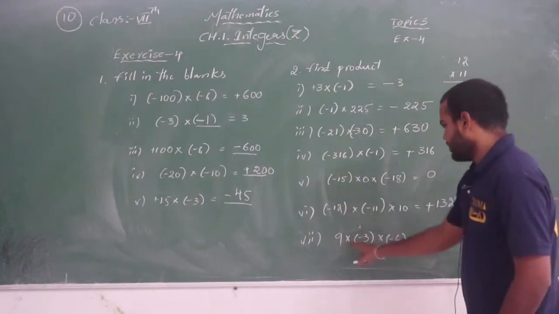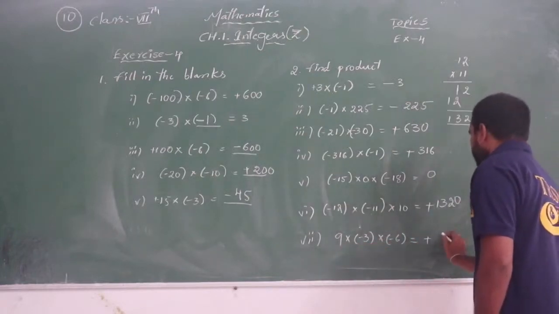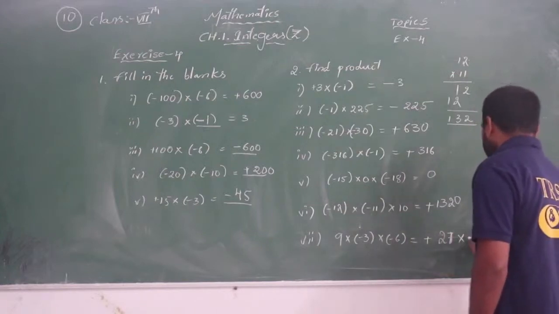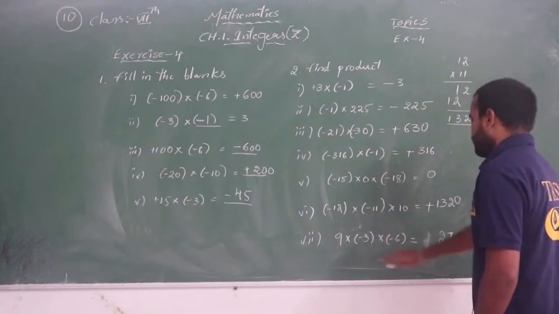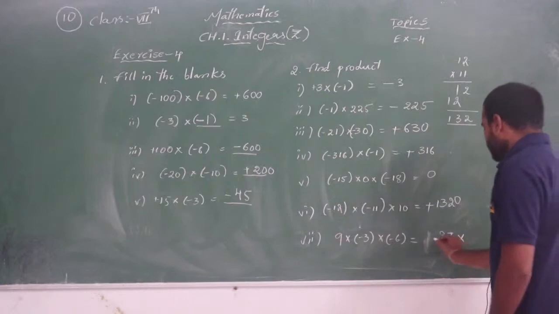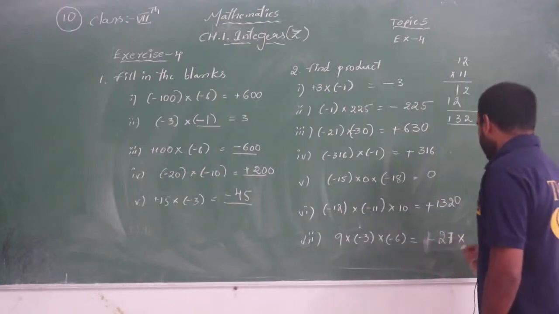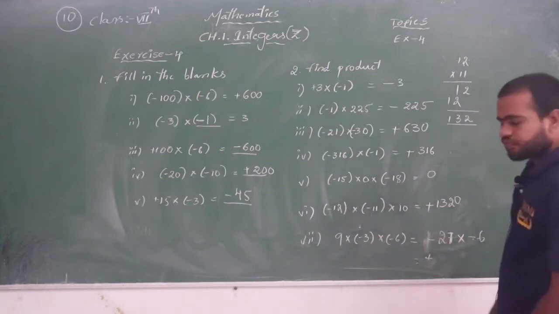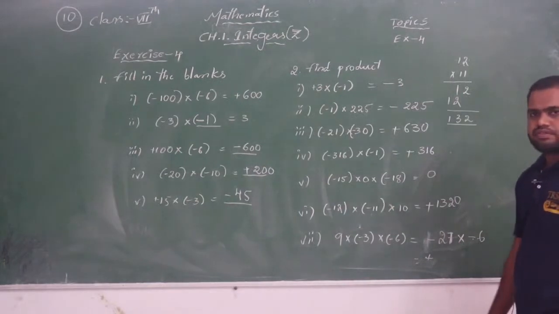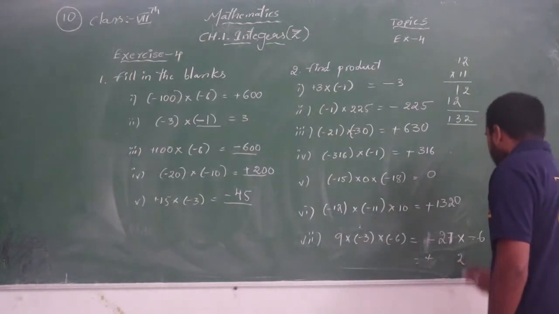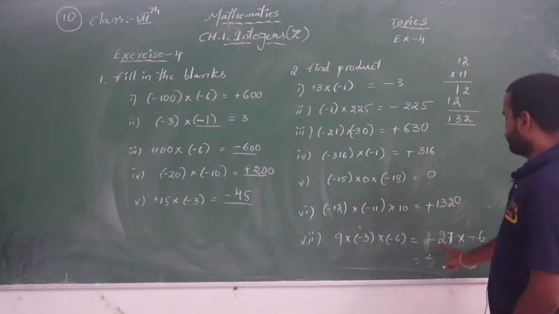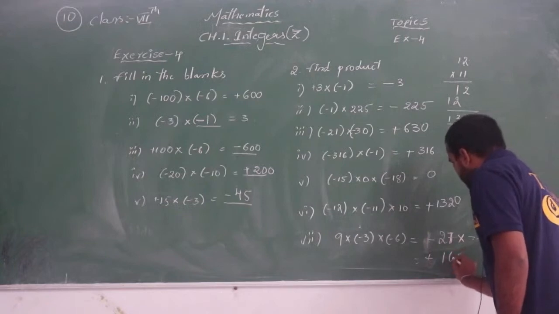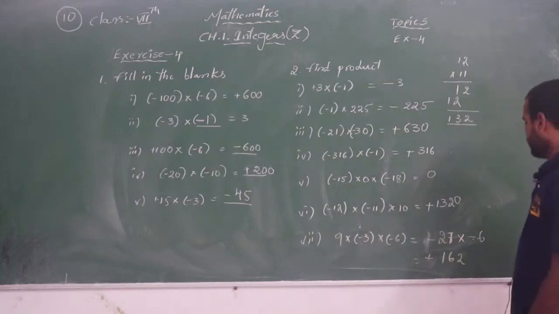So now, 9 3s are 27. What is the other number? 9 into minus 3 is minus 27. Next, what is left here? Minus 6. Now just multiply. Minus into minus is plus. 6 7s are 42, right? So 4 is there, and 6 2s are 12, so 12 plus 4. So it is 162, right?